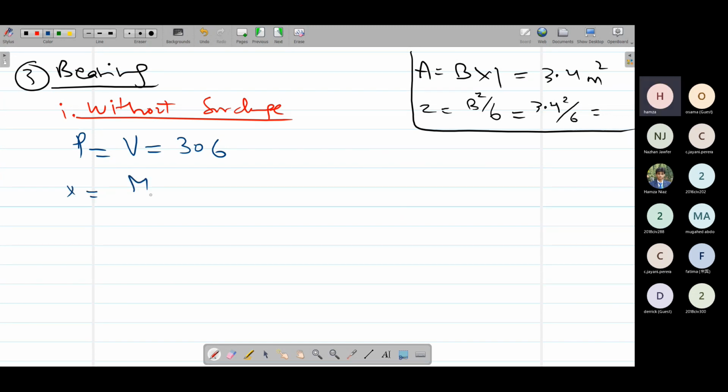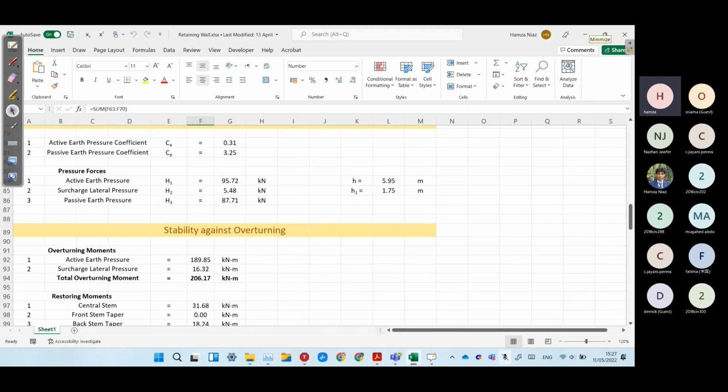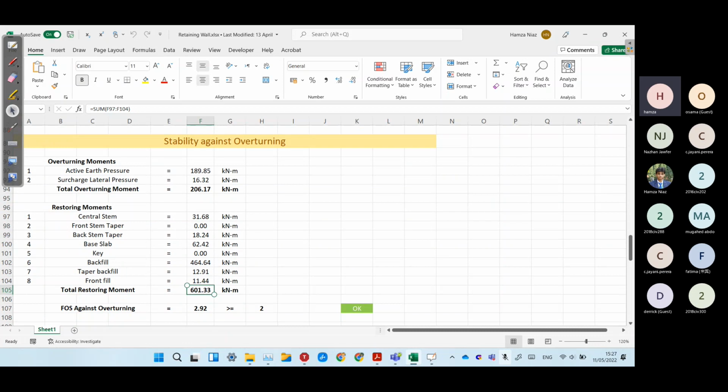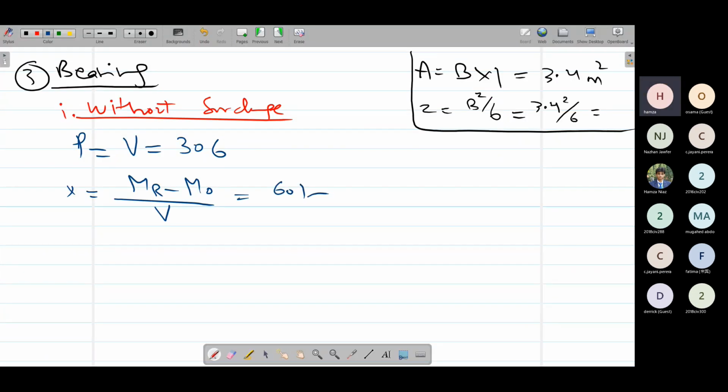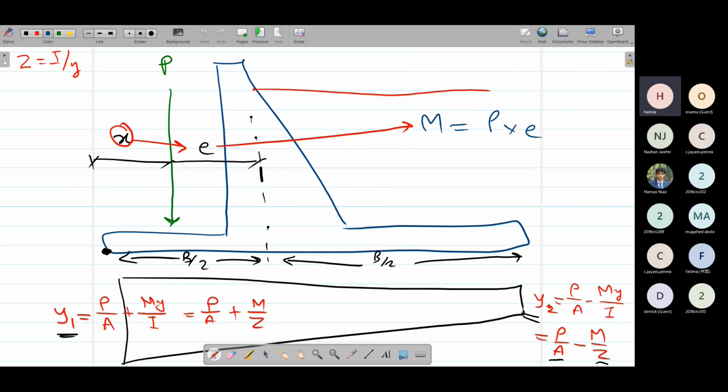The X is resisting moments minus overturning moments divided by V, this V or this P. The resisting moments we calculated before, 600 I think. This one, resisting moments or restoring moments are 601, minus this overturning moments 206, divided by 306, this V value. This way we can calculate the X value. X value is, remember, from the toe, the bottom of the toe.